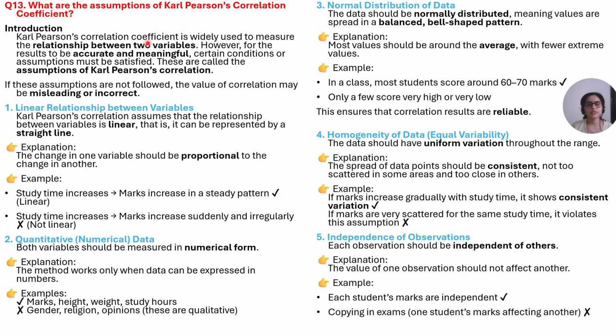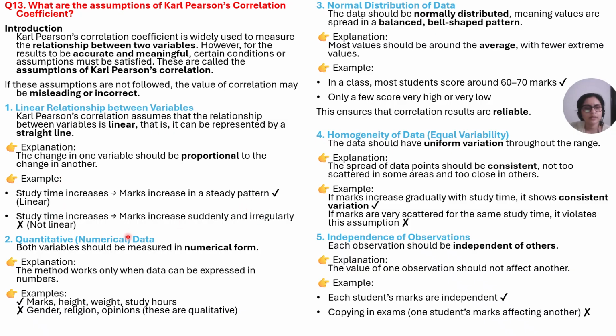What are the assumptions of Karl Pearson's correlation coefficient? Karl Pearson's coefficient has a lot of assumptions. If these assumptions are not followed, the values of the correlation may be misleading or incorrect. The first assumption is a linear relationship between variables, that is, it can be represented by a straight line. A change in one variable should be proportional to the change in the other. Example: study time increases, so marks should also increase.